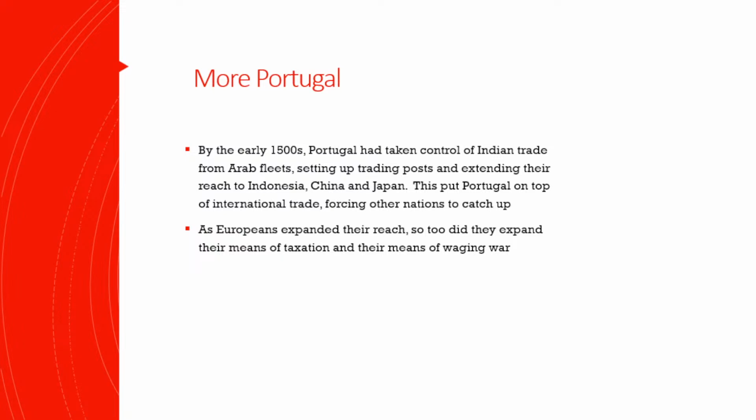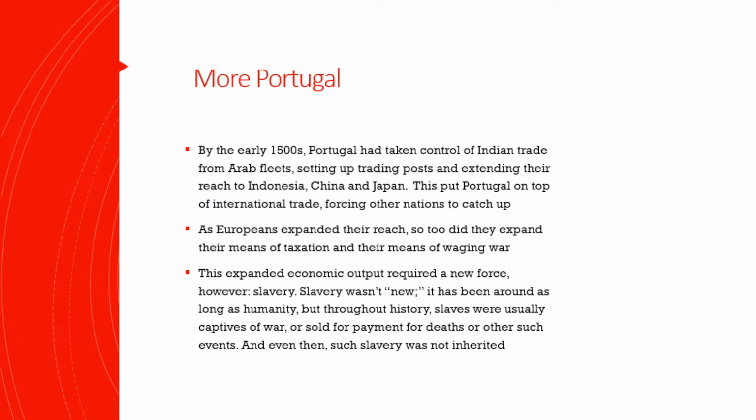Thus, they need more money and their means of waging war, because if they want to expand further in the world, they need to expand their military because they have to protect their ships. But to expand the military, they need more money, and to get more money, they need greater taxation. But to tax more stuff, you can't just create new taxes, especially back then. You need to expand your economy, and the easiest way to do that was more workforce, and the easiest workforce was slavery.